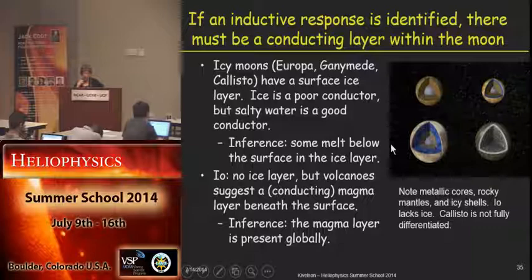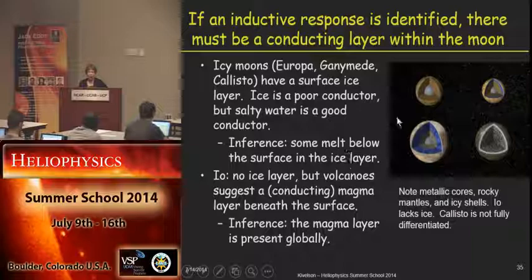Now, Io has no icy layer. Furthermore, we did not have direct measurements of the inductive field at Io. However, we find that the data acquired during flybys of Io can be far better fit if we assume that there is a conducting magma layer very near the surface and that there's an inductive response at Io as well as the icy moons. It requires a global magma layer. So all of these moons seem to have some sort of conducting layer very near the surface. If you tried to ask what the inductive response of the metallic cores would be, it would be so small we couldn't detect it above the surface.